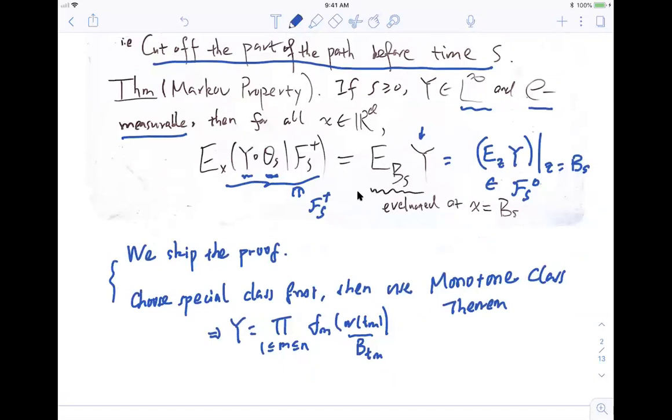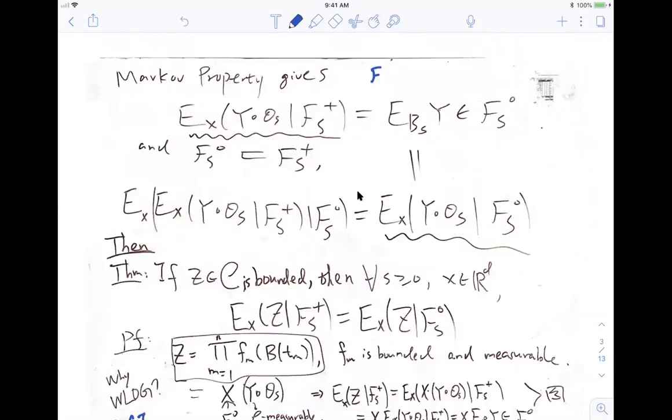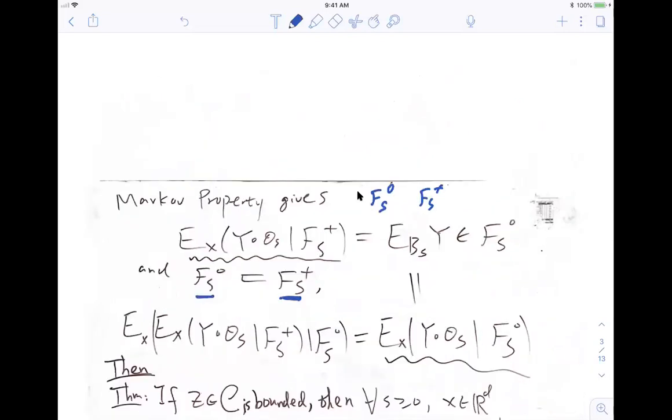Okay, so let's continue our discussion of the sigma fields F_s^0 and F_{s+}. From the Markov property, as I said, this is F_s^0 measurable, and this is F_s^0 measurable. And you can see F_s^0 is definitely smaller than F_{s+}, because F_{s+} contains more. F_s^0 is contained in F_{s+}, and F_{s+} is just the intersection of all those F_{s+h}^0 for h greater than 0.